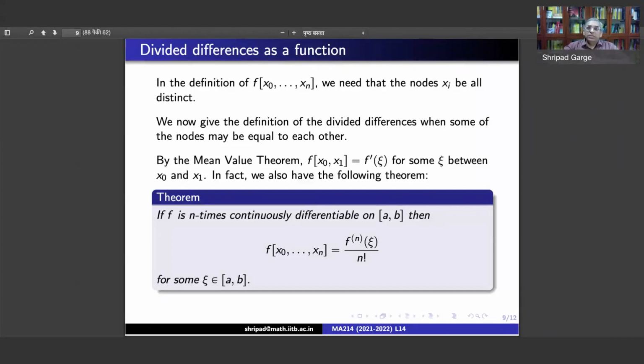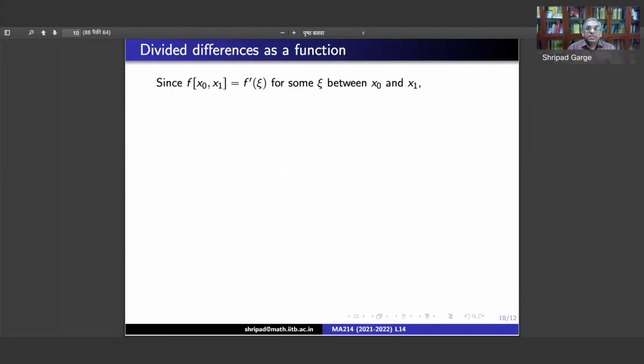So the divided difference is not something which is randomly cooked, but it is related to the function in this very, very nice way. Now this will tell you what the divided difference has to be if you allow some of these nodes to be equal. So let's again start from the basic step, which is the two nodes, x0 and x1. Whenever you have these two nodes, the mean value theorem once again gives you that the value of that divided difference is f prime of some xi between x0 and x1. So if you take x0 and x1 to be the same, what is the possibility for xi? Xi cannot be anything else but equal to x0, which is also equal to x1.